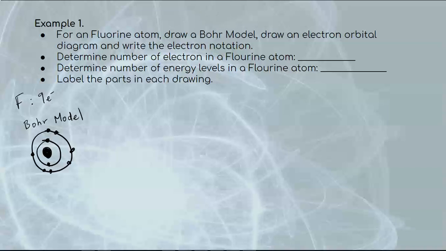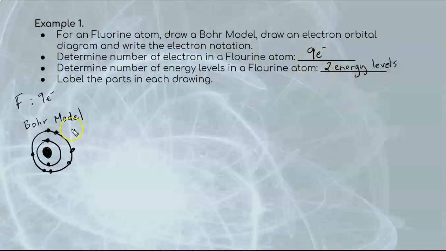How did we determine that? Well, we had to look at the periodic table. Since we're talking about atoms, atoms are neutral, so the number of protons will equal the number of electrons. Fluorine has an atomic number of 9, so that means it has 9 protons, and it is also going to have 9 electrons. Determine the number of energy levels in a fluorine atom. Well, it has 2 energy levels because it's on the second row in the periodic table.